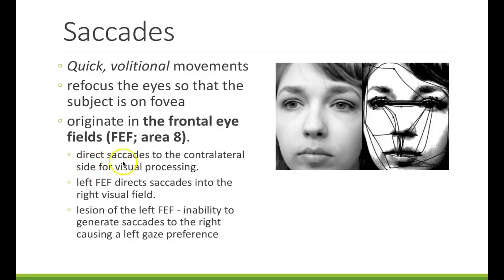These fields will direct saccades to the contralateral side for visual processing. So the left frontal lobe is responsible for directing saccades over to the right and to pick up information in the right side of the vision. If there's a lesion of the left frontal eye field, then there is an inability to generate saccades to the right, and it causes a left gaze preference.